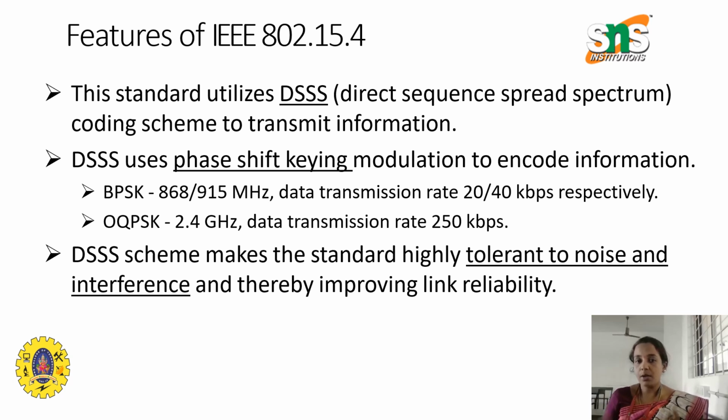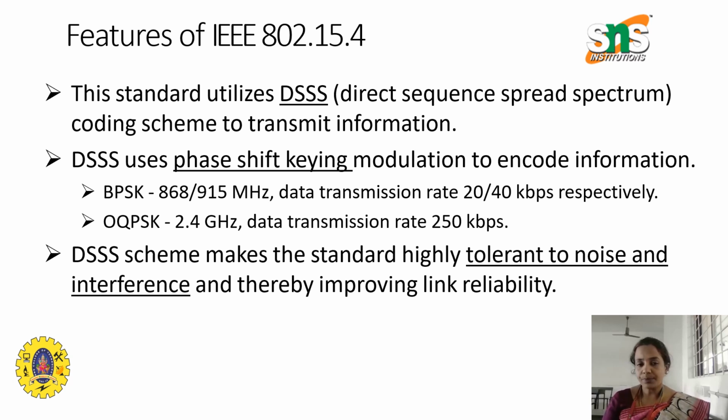To reduce this corruption, we have to encode the data while sending and decode the data while receiving. For that, we make use of the phase shift keying modulation method to encode the data. Binary phase shift keying is a method to encode the data. It uses a frequency range of 868 and 915 megahertz, and the data transmission in the form of packets will be at a speed of 20 kbps or maybe 40 kbps.